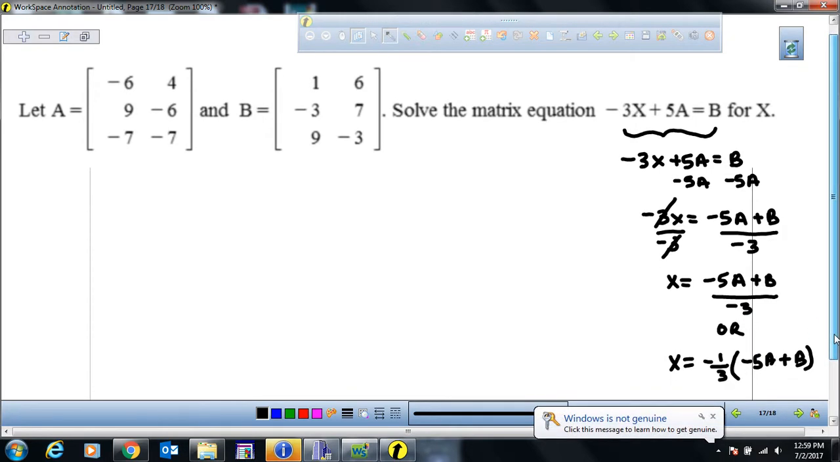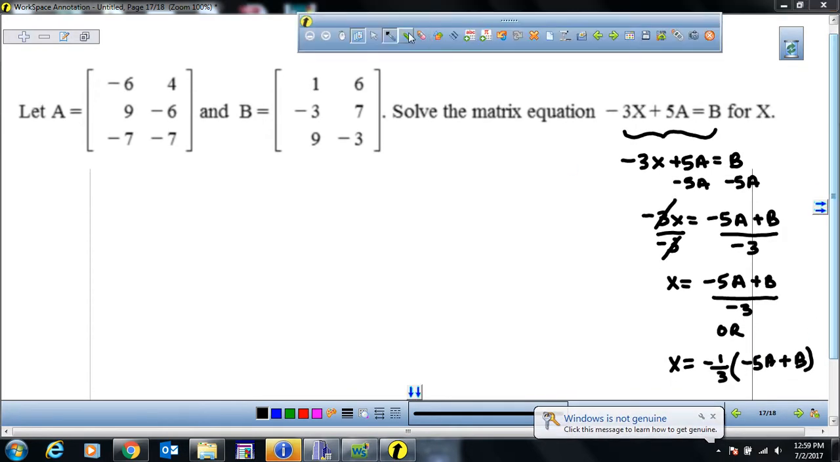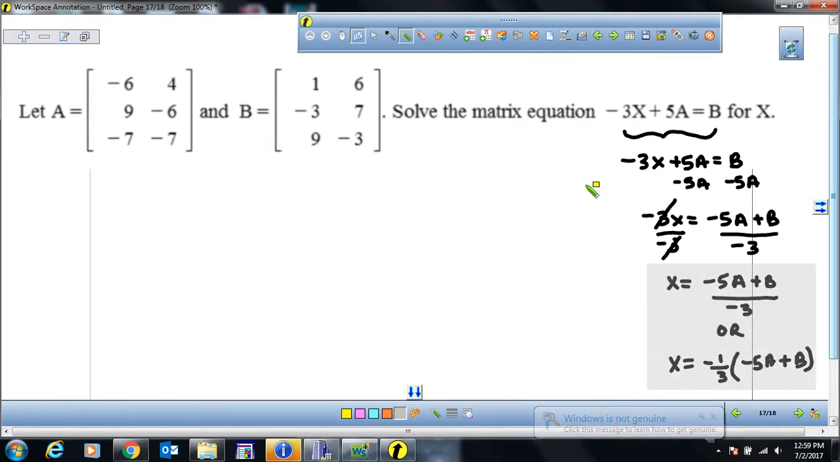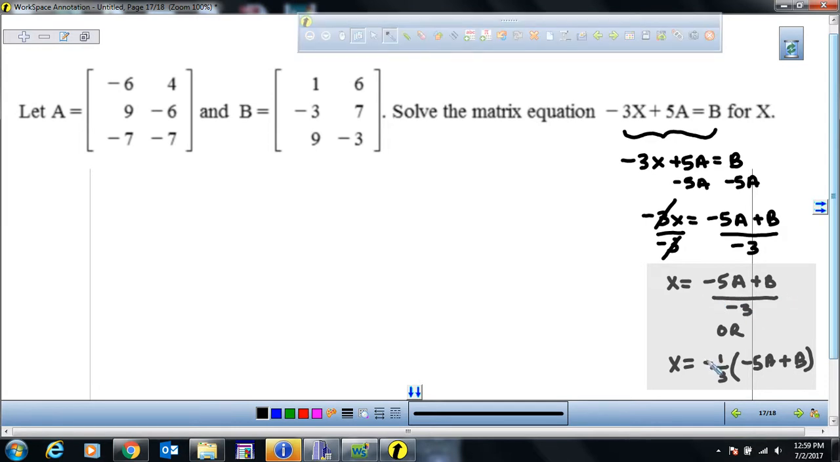So what does this tell me? That in order for me to find that matrix X, I need to multiply matrix A by negative 5, then I need to add it to matrix B, and then I either divide all the values by negative 3 or multiply all the values by the scalar negative 1/3. Okay? So that's what we're going to do to find the matrix X.